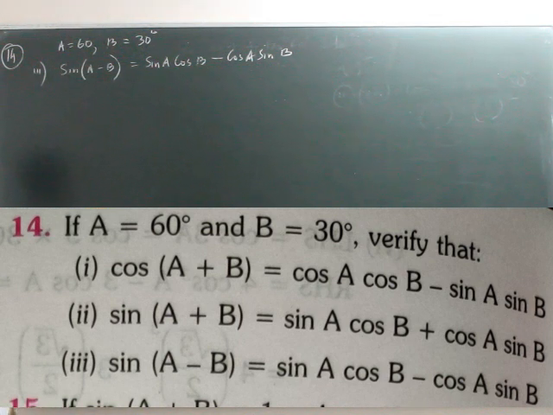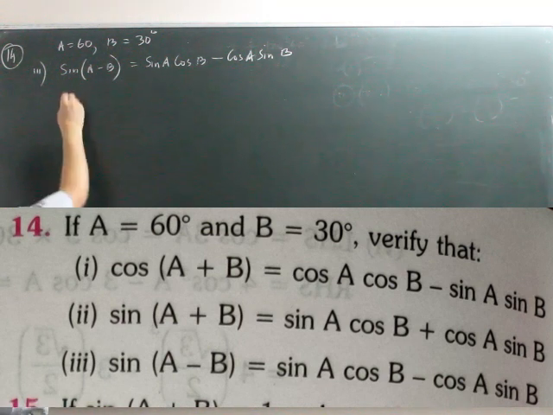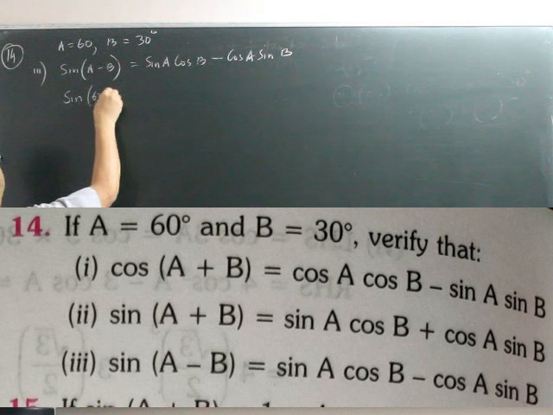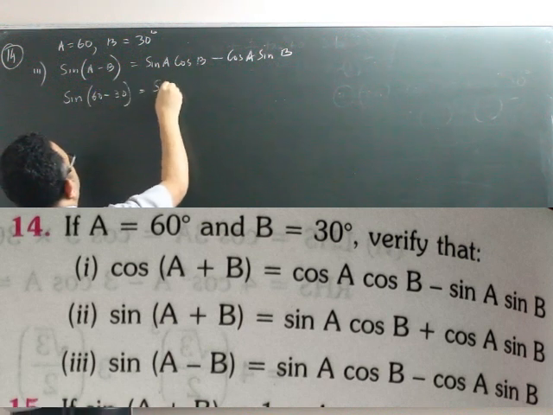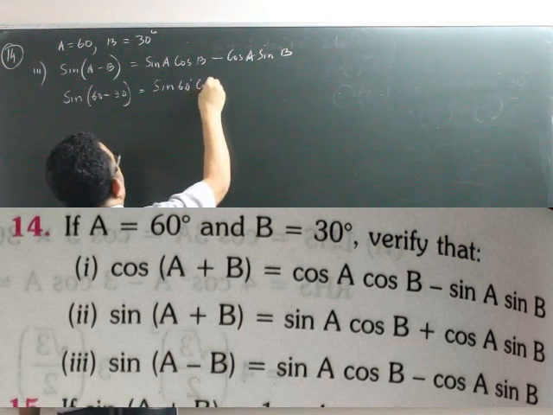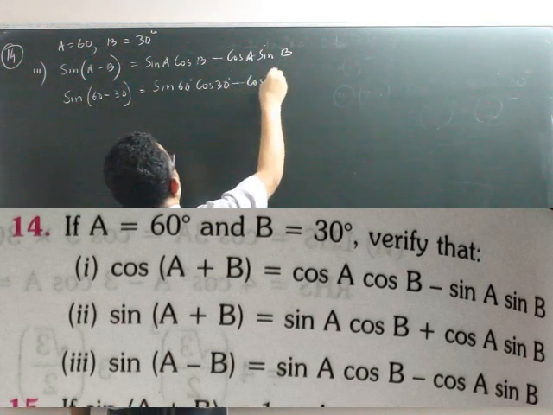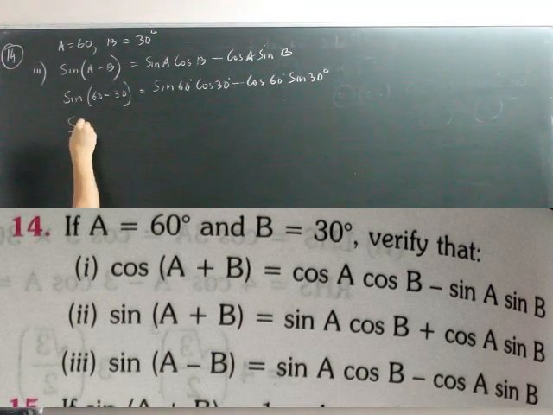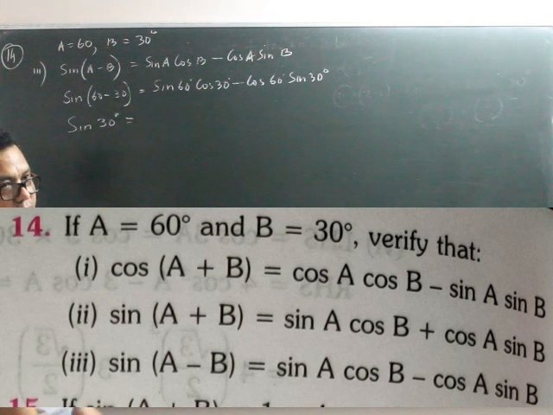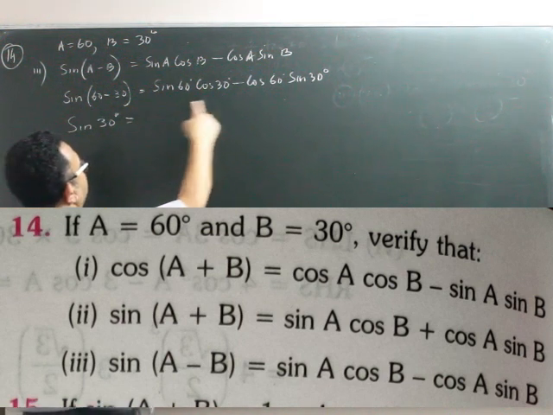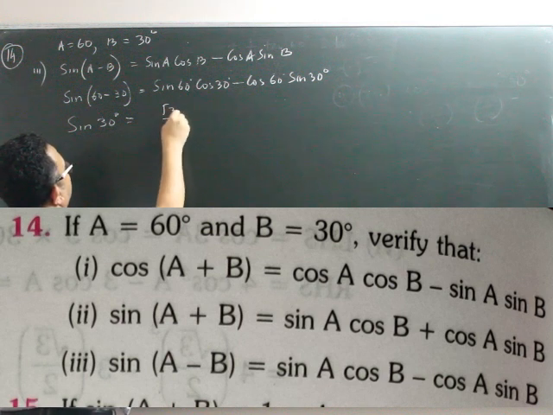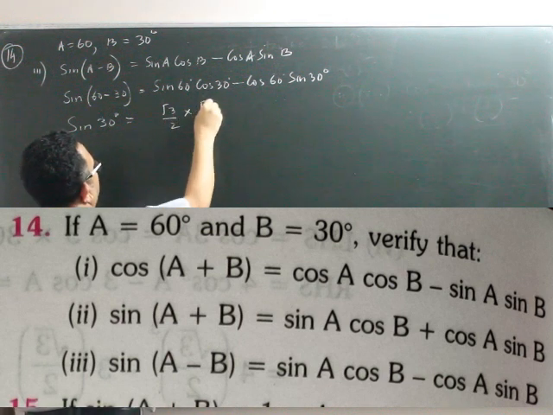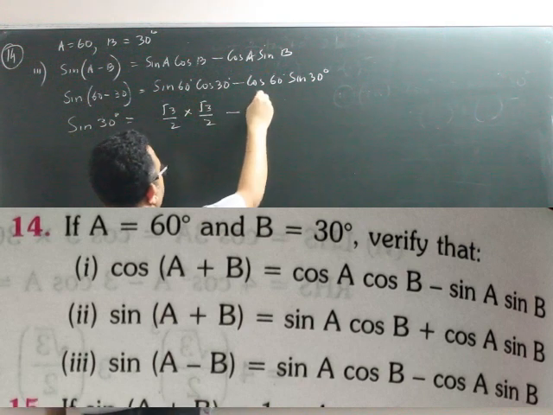Now let me put the values. A is 60, B is 30. Then sine 60 cos 30 minus cos 60 sine 30. Before putting the values on the right side, on the left hand side I only have to put the value of sine 30, which you know is half. Sine 60 is root 3 by 2 into cos 30, which is also root 3 by 2. Cos 60 is half and sine 30 is also half.